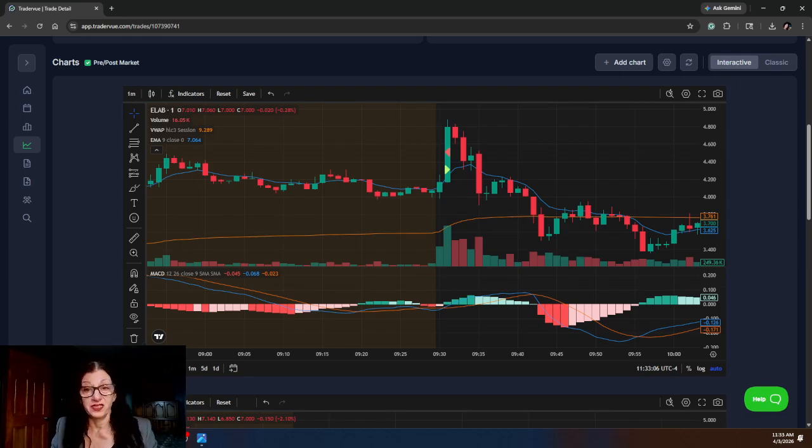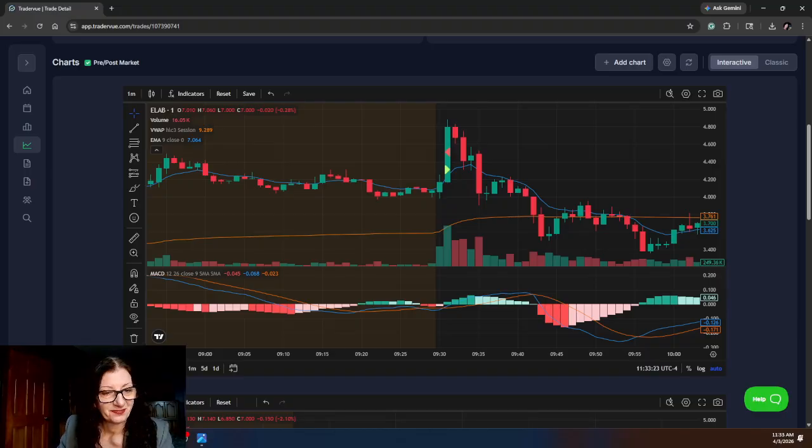And what is a good indicator to combine VWAP with? Definitely the 9 EMA. Those two are used in conjunction together, and that is absolutely a good idea. And we will go over some of these other indicators in future videos.